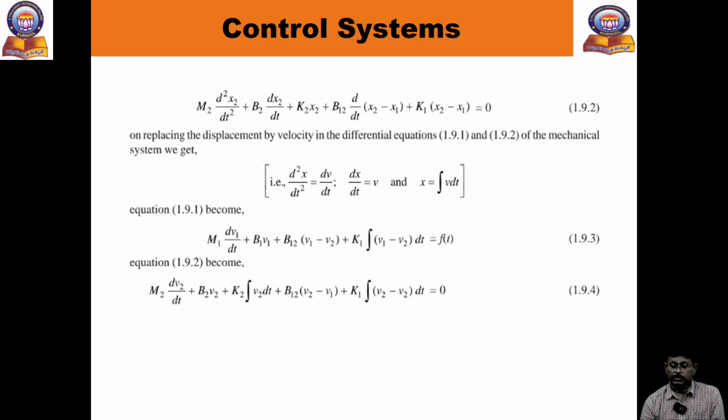So after writing in terms of dx by dt as v, d square x by dt square as dv by dt, and x as the integral of v dt, you are just replacing the terms. That's all. Nothing else you are doing here. Because it is a force voltage analogy, in place of displacement you are applying the voltage. So m2 dv2 by dt plus b2 v2 plus k2 integral of v2 dt plus b12 (v2 minus v1) plus k1 integral of (v2 minus v1) dt equals 0. So this is the second equation.